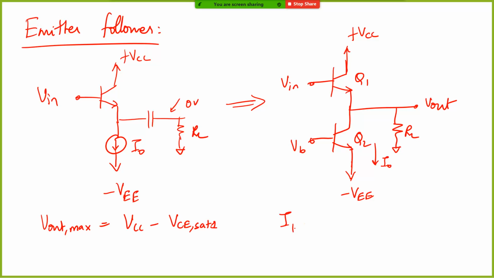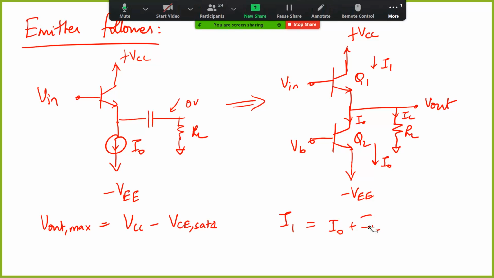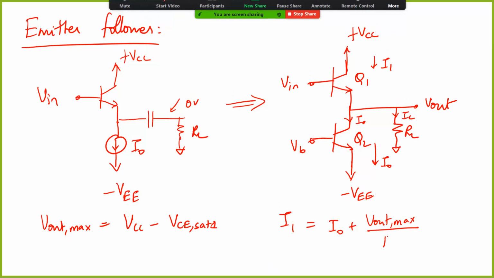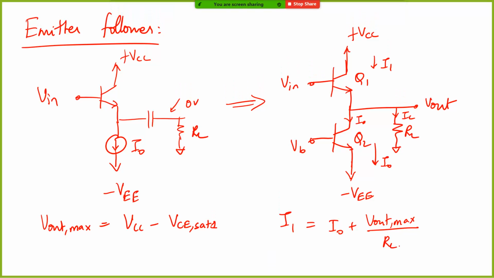Let's say this is I0, fixed anyway. The amount of current I1 now has to be I0 plus IL, right? And IL is basically given by Vout max by RL. So you can see that now there's a very large amount of current being conducted by this transistor Q1.